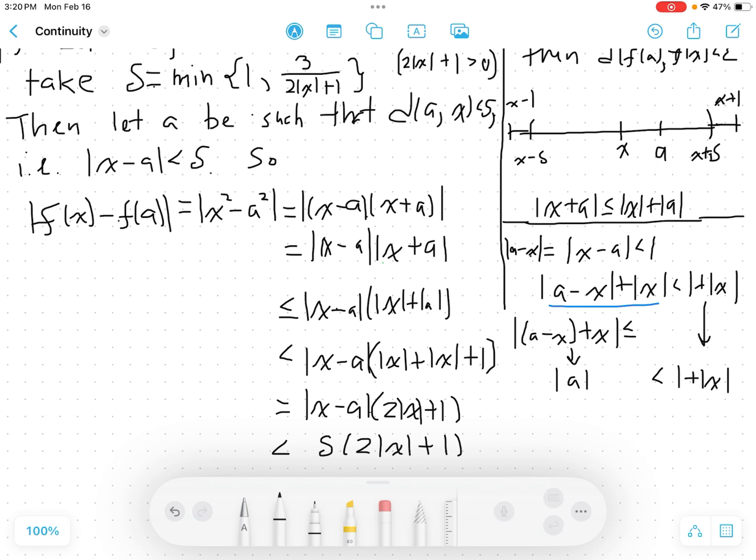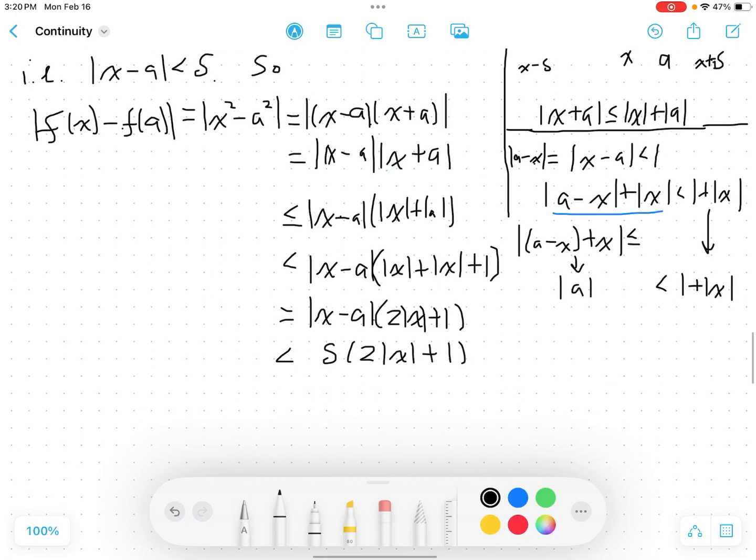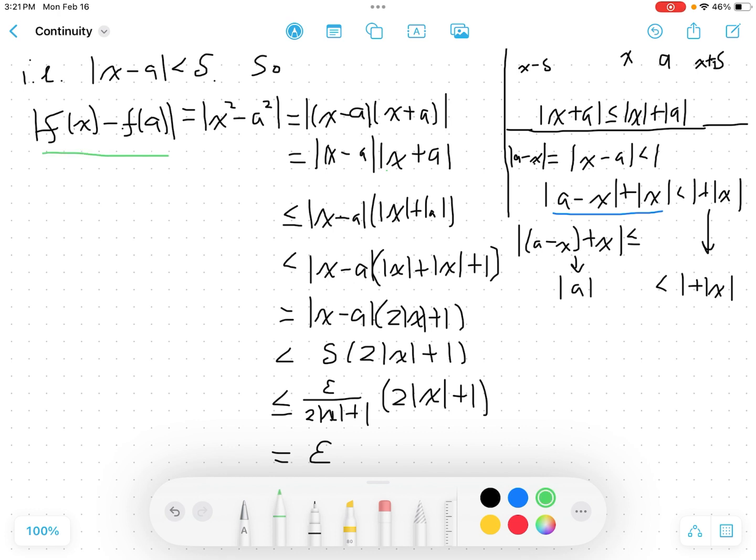And so we know that delta is going to be no larger than epsilon over 2 absolute value of x plus 1 here. Things cancel like we want them to. And we've gotten, finally, that f of x minus f of a is less than epsilon.